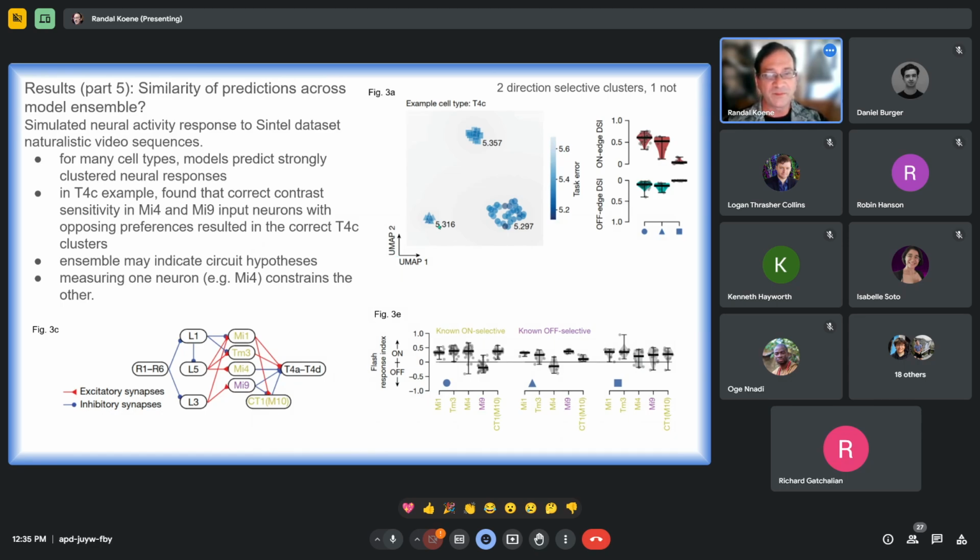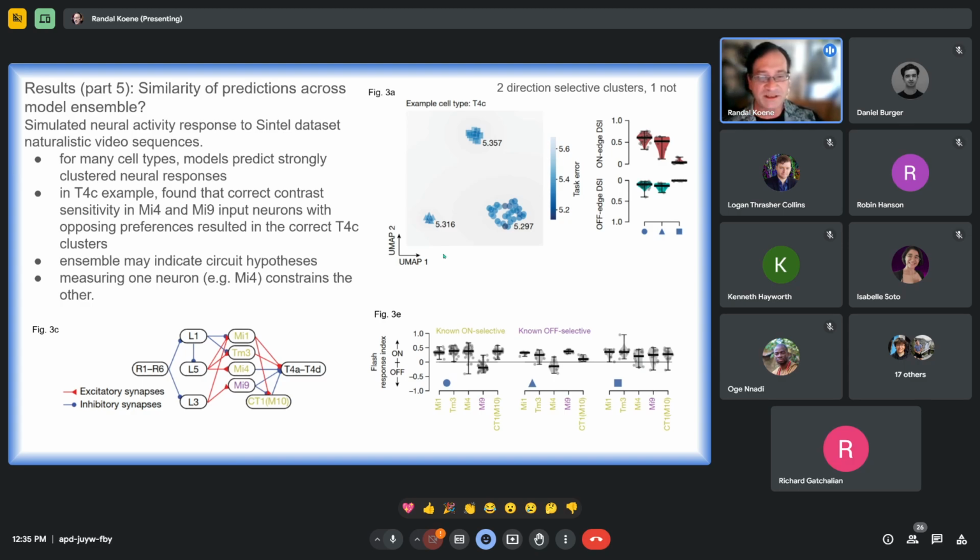For that cell, they found that 2 direction selective clusters were found, these 2, the circles and the triangles. And the correct downward motion selectivity was found by the models in the triangle cluster. So this one over here. It's also a nicely tightly packed cluster.